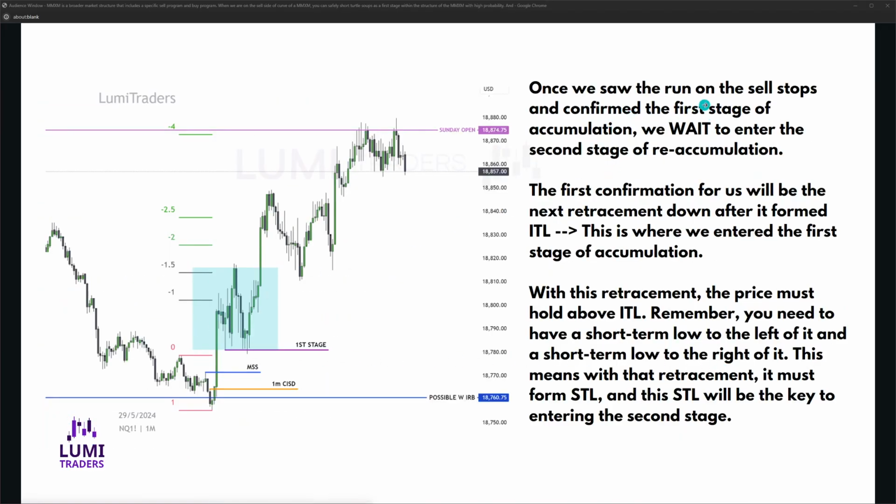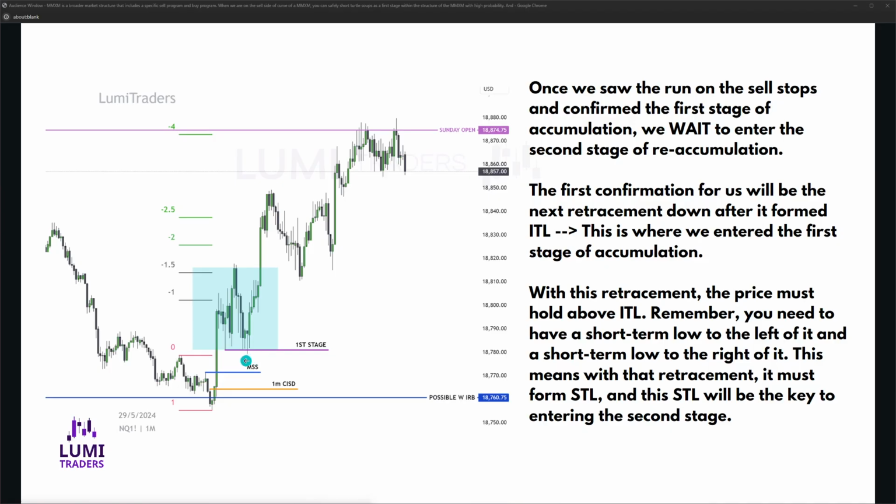Once we saw the run on sell stops and confirmed the first stage of accumulation, we wait to enter the second stage of reaccumulation. Okay, let's take a look. We got a short-term low right here. It got traded right here. It got traded right here.